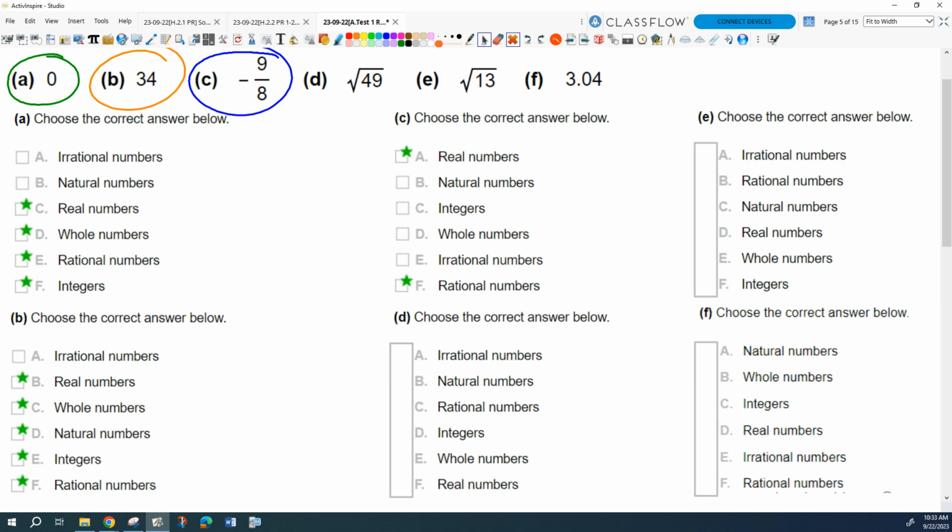Okay, how about square root of 49? Now that looks tricky. It looks like a radical, so everybody's probably thinking irrational, but we could simplify it, couldn't we? We could rewrite that as 7. Okay, and once we rewrite it as 7, then that's going to include a lot of stuff. What's the only thing that doesn't include? Irrationals. Yeah, it's just like 34, isn't it?